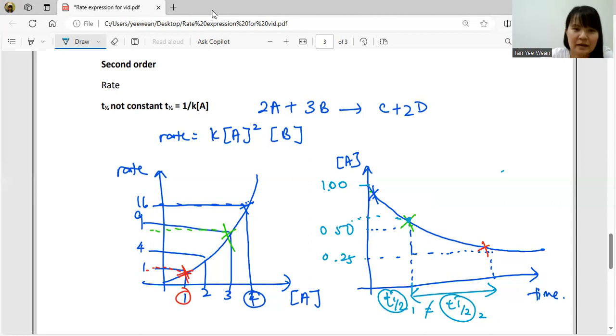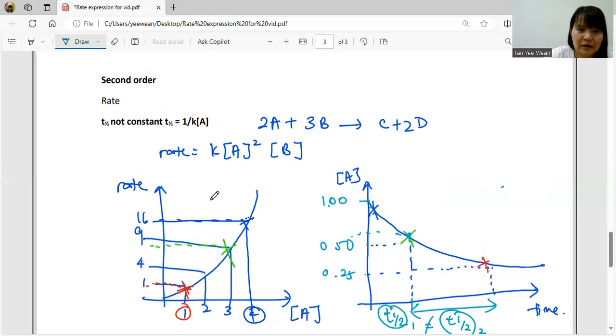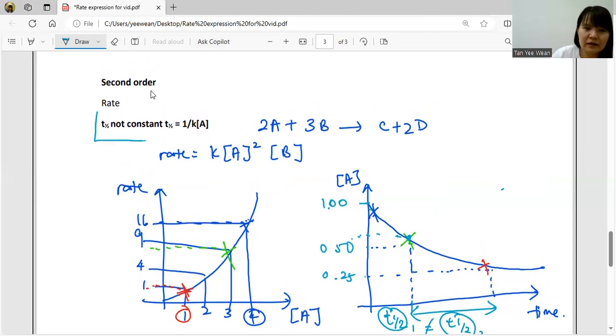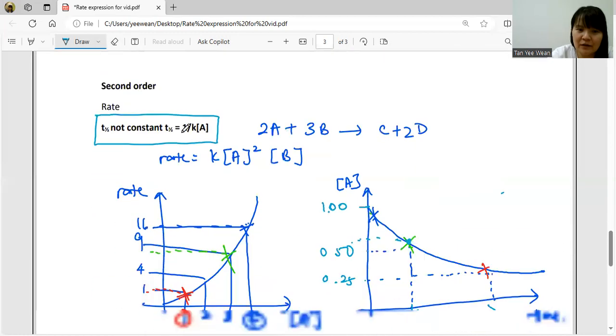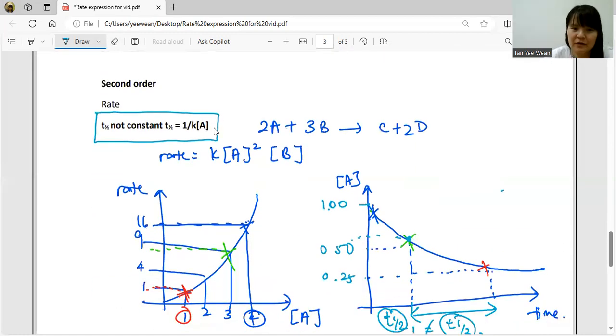Well, what is it dependent on? It's dependent on the concentration. So if you look at the half-life equation here, it's not the same as the one for first order. For first order, there's no concentration in its half-life equation. It's a constant, ln 2 over k, which is also a constant. So you get a constant half-life. For second order, the concentration of A is in there. So the half-life is dependent on the concentration of A.